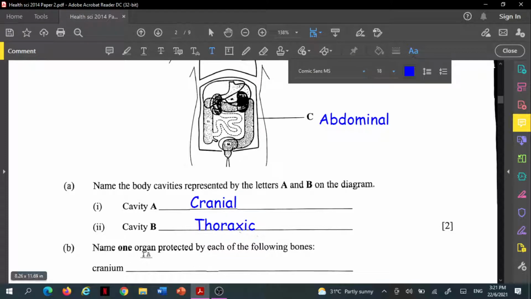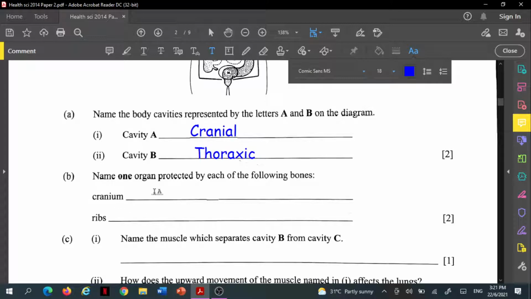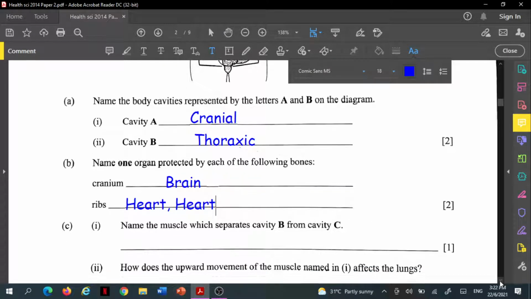Here it says name one organ protected by each of the following bones. So the cranium is the skull. What organ is protected by the skull is the brain. Let's put the brain right here. And the ribs protect the lungs and also the heart. So I'm going to say heart here, and I'm also going to put lungs as well. You only ask for one, but I'm going to put heart as well. So again, in the examination, if you should see a question like this, you know what to do, or if they ask for more than one, you know exactly what to write.